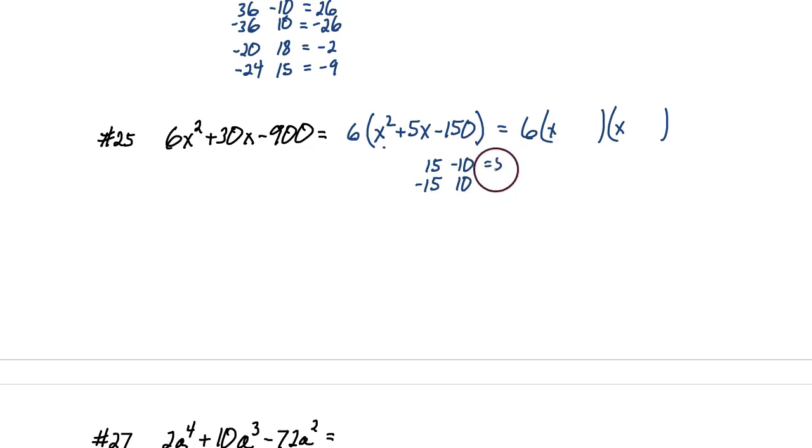This combines to 5, and this combines to negative 5. Looking at the middle term, we want the one that combines to positive 5. So we don't need to try any more possibilities. We know that it is positive 15 and a minus 10.